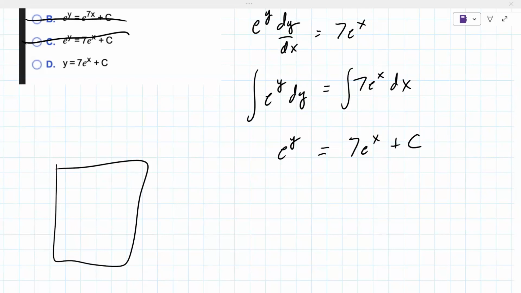n equals 15. Okay. I may have to look this one up. This one's a little bit odd. The trapezoid rule.